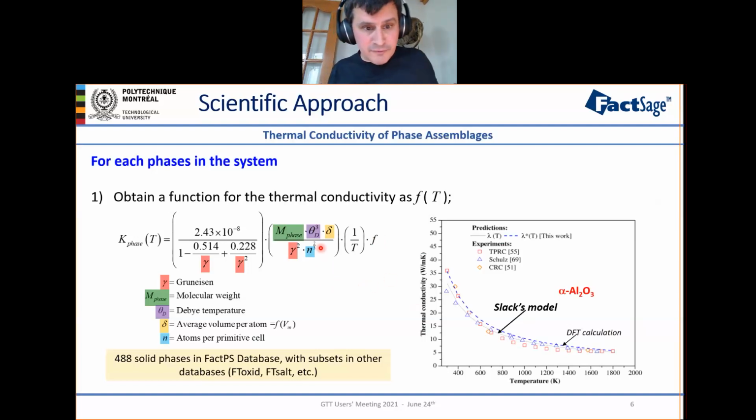So we can compute from these values, which can be obtained from the FactSage calculation, the predicted thermal conductivity of a pure solid. This is the phase of alpha corundum here. You can see our calculated curves with some experimental points and the FactSage calculation. So we did this for 488 pure solids. All the colored parameters here are stored in the FACT database, the FACT-PS database, with subsets in other specialty databases like FToxid, FTsalt, FTall, and others.